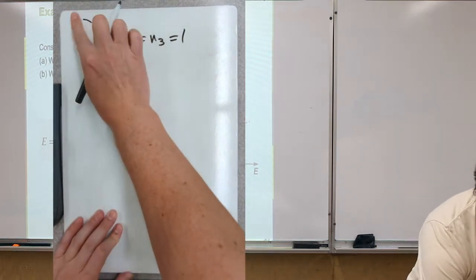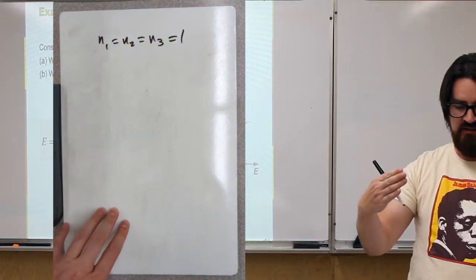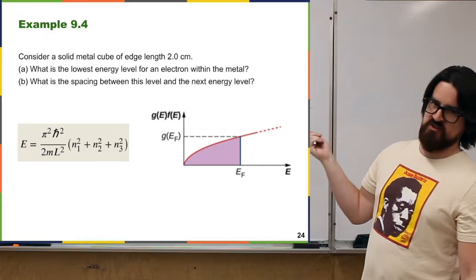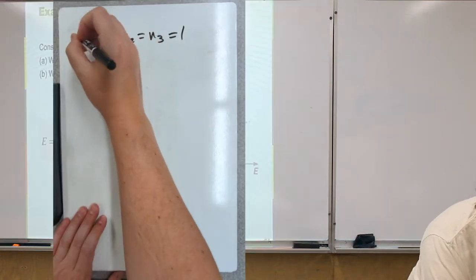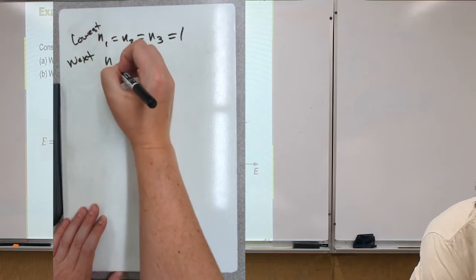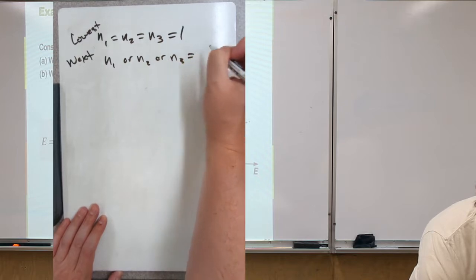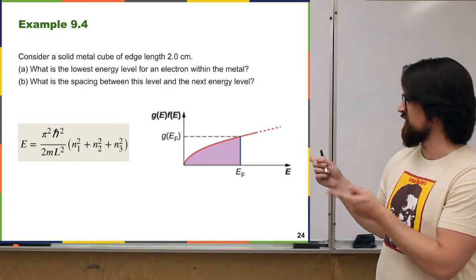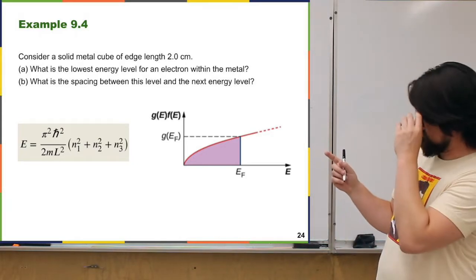And they all equal 1. I guess we'll worry about part A first right now, because we also want to think of what's the next highest energy level, or the next level above that. Well, that's going to be when one of those integers is 2. That's the next level we can get to. This is the lowest, and this would be the next one. This is where n1, or n2, or n3 equals 2, and the others are 1. If you look at the energy, it doesn't really matter which one is 2. They all come out to be the same energy overall.